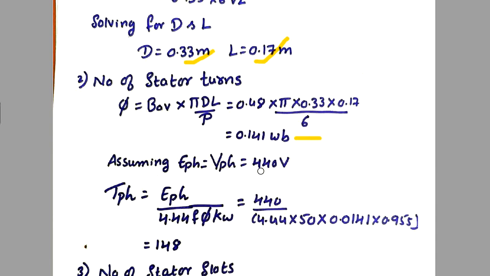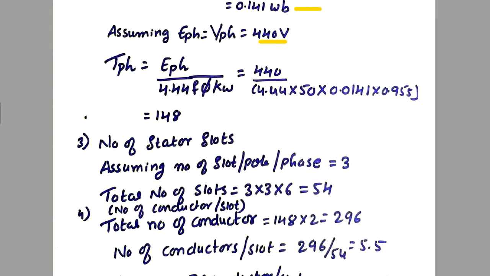Since it is a delta connected system, line voltages and phase voltages are the same. So T_ph equals E_ph, turns per phase, it is 148. The number of stator slots I had taken is 3, here again they have been taken 3. So total number of slots is 3 into 3 into 6, where 3 is Q, 3 is my number of phases and 6 is my number of poles. So 3 into 3 into 6, you will get 54.